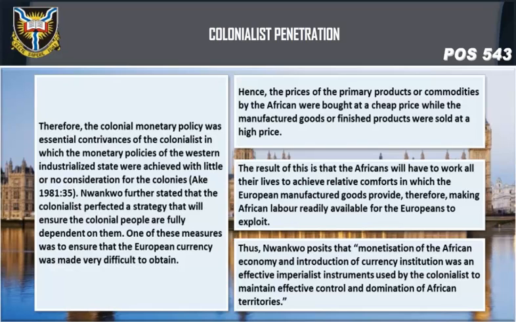The result of this is that the African will have to work all their life to achieve the relative comfort which the European manufactured goods provide, therefore making Africans' labor readily available for the Europeans to exploit. Thus, Nwankwo posits that monetization of the African economy and the introduction of currency institutions was an effective imperialist instrument used by the colonialists to maintain effective control and domination of African territories.